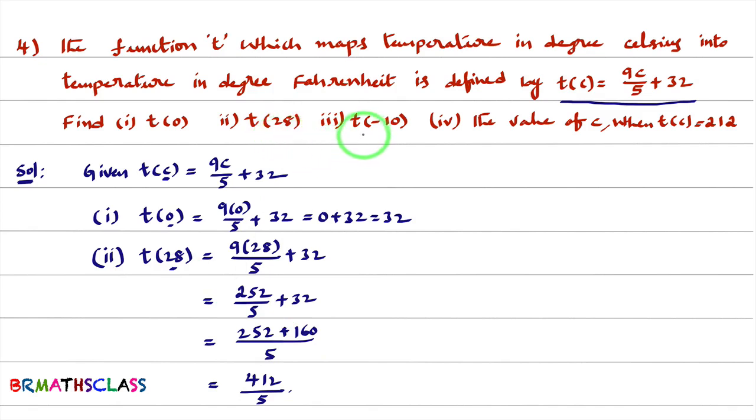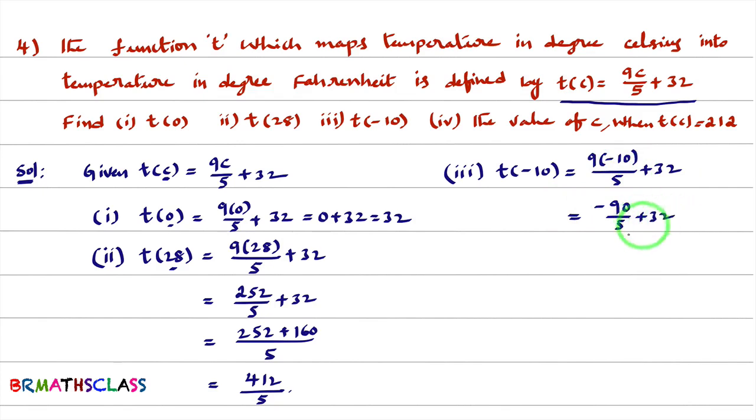Now third one, t of minus 10. You observe, this is the given function. We need to calculate t of minus 10. In this function, in place of c, you write minus 10. Then what you will get? 9 into minus 10 divided by 5 plus 32. 9 into minus 10 is minus 90 divided by 5 plus 32.